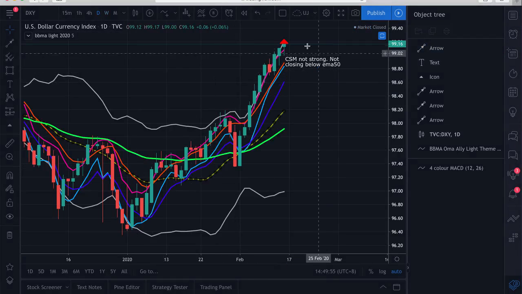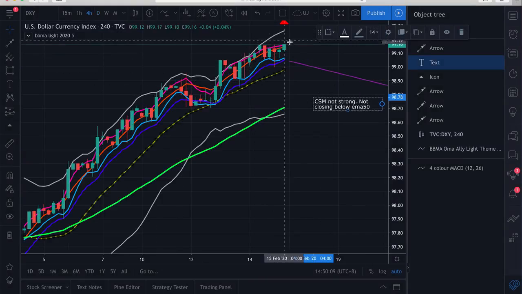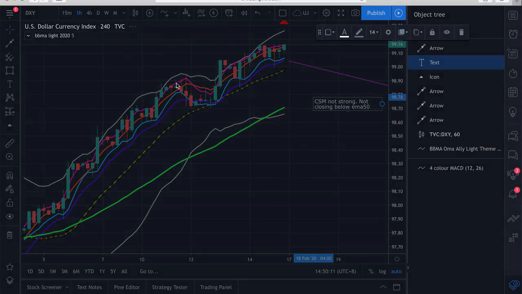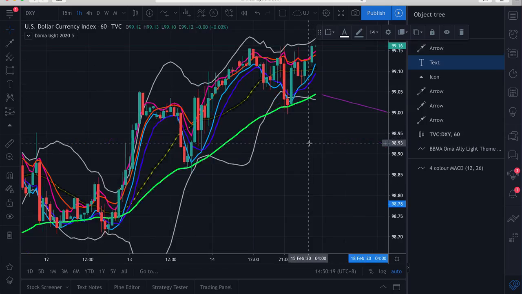Okay, and we look at daily. In daily, we can see that the candlestick starts to close inside the Bollinger Band. This is a MHV. And in H4, we can see that it's making a MHV as well. In H1, there has been a CSM. However, this CSM is not strong because the EMA 50 is here, and the candlestick is not able to close below the EMA 50. Once this candlestick closes below the EMA 50, we can see a strong downtrend for DXY.